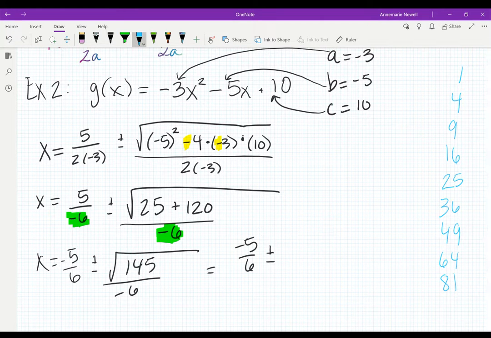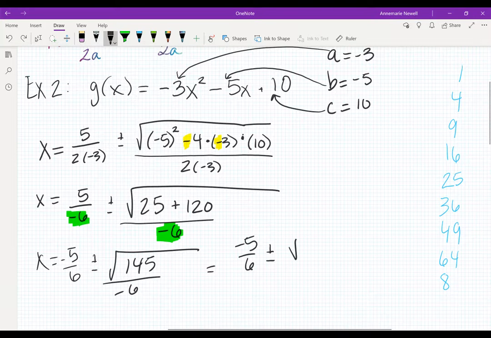Whoops, go back. The square root of 145 over 6. And then negative is considered in there. There we go.